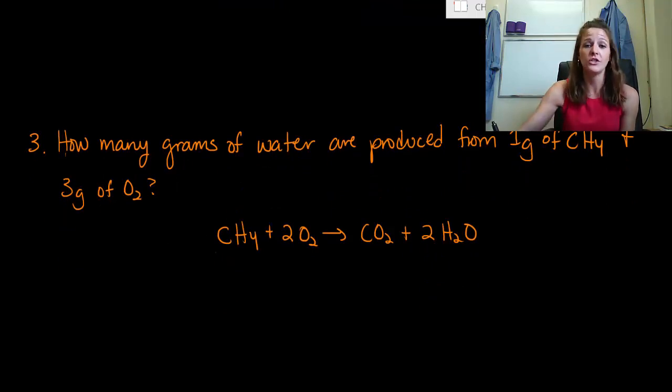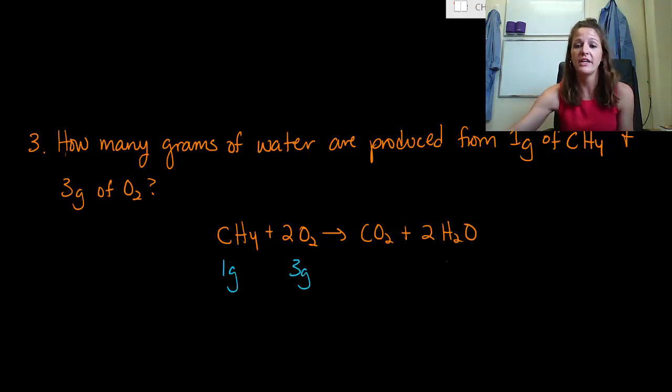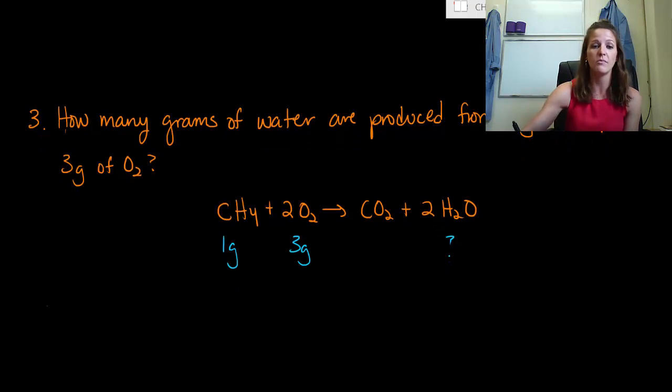So the first thing you need to do is decide which one you're going to start with. We know we have 1 gram of methane and we have 3 grams of oxygen. We're trying to figure out our mass of our water, and so we need to take each of these species and convert it to our water component. So let's start with methane.